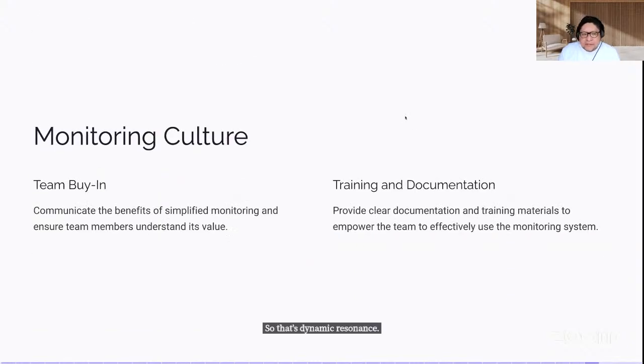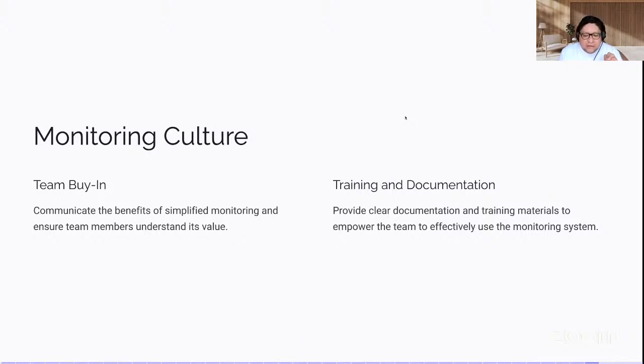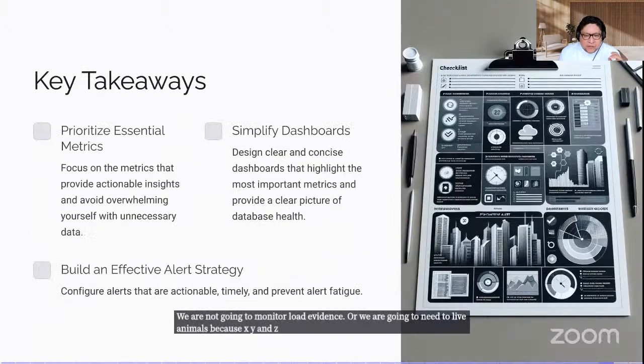And the most important thing is that everything is a culture change, right? So it's important to communicate that to your team, to say, okay, we are not going to monitor load average, or we are going to monitor load average because X, Y, and Z. Explain not only that you're going to do it, but also why.